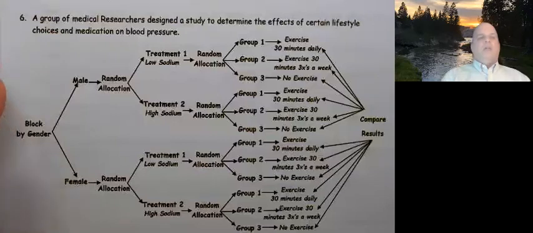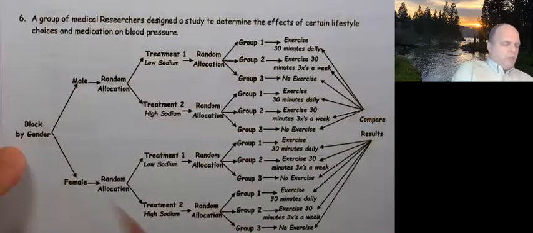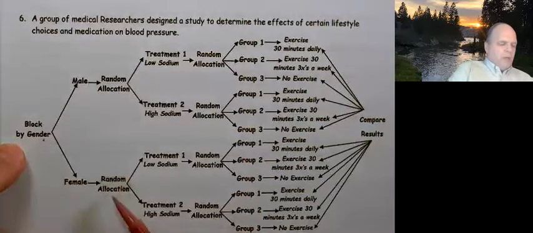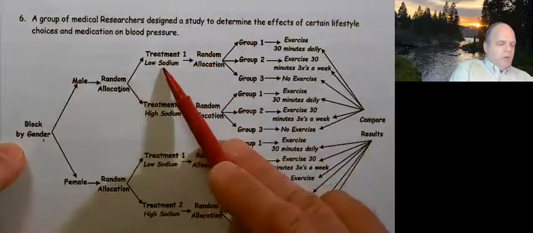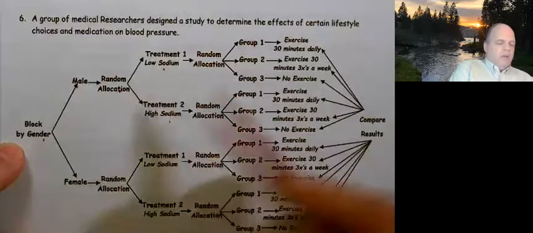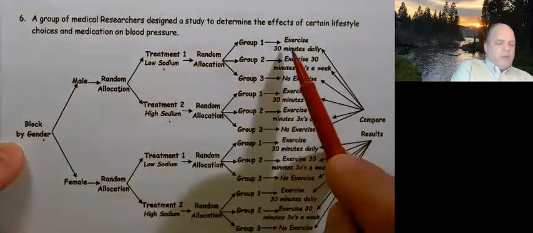Okay, this is scenario 6, and we have a diagram to analyze and discuss. So a group of medical researchers designed a study to determine the effects of certain lifestyle choices and medication on blood pressure. All right, could this be performed as a double-blind or only a single-blind experiment? Examine and justify your responses. First off, let's look at this. So we're blocking by gender. So we have male and female. Then we're randomly assigning to a low or high sodium diet. And then we're randomly assigning to an exercise treatment program.